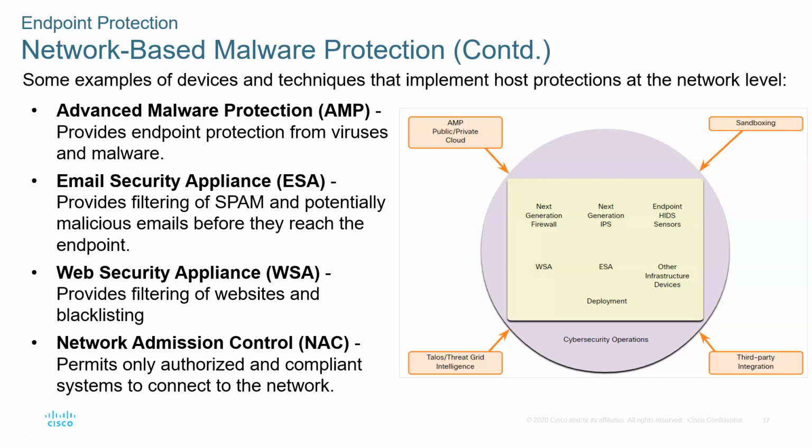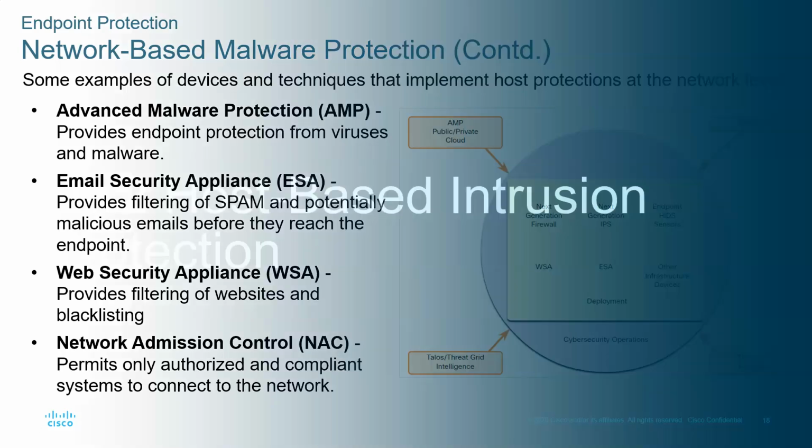Then you have the Web Security Appliance. That takes care of filtering websites and making sure the websites that you go to are legit. And then you've got the Network Admission Control. This makes sure it only permits authorized and compliant systems to connect to your network. So think about all of these 4 different appliances as being set up at the edge of your network, and traffic has to go through them before it gets to the endpoints.